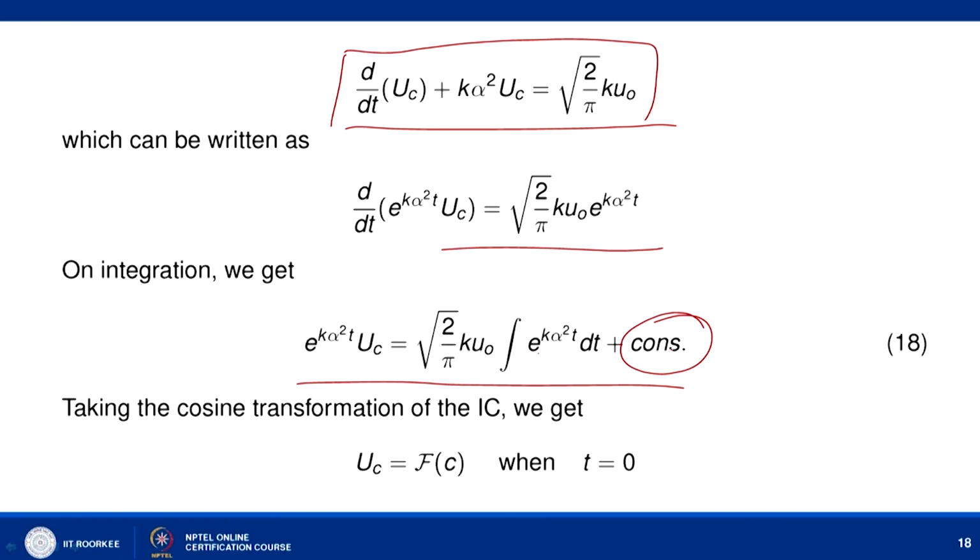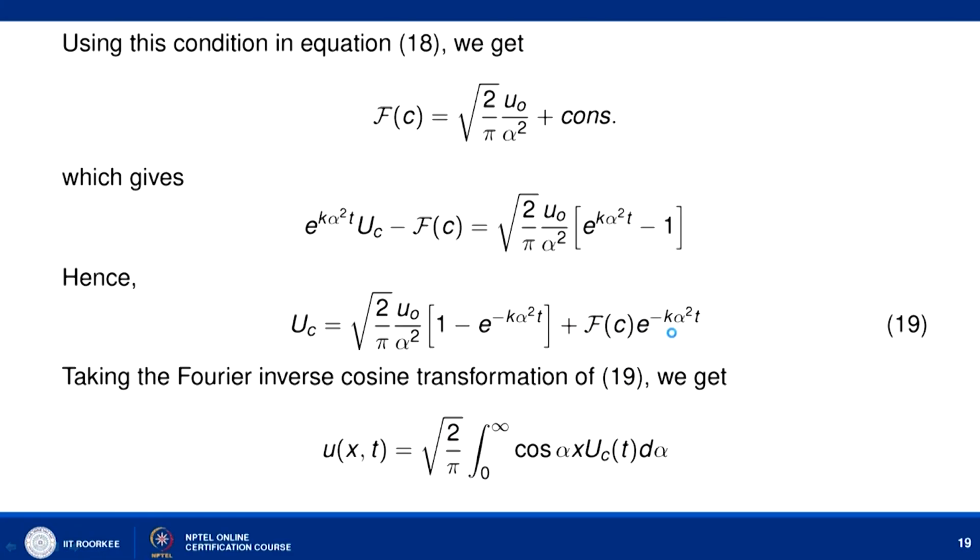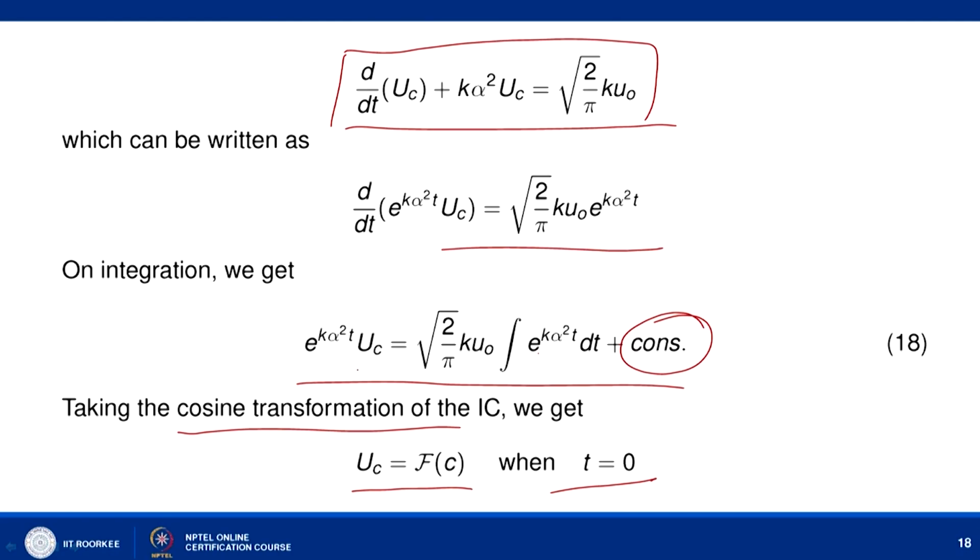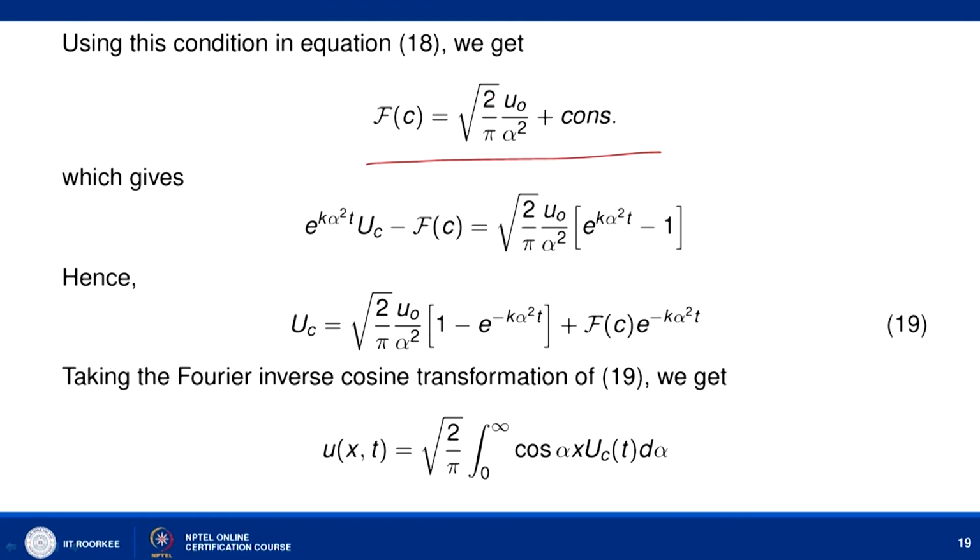Now, to handle this integration constant, we look at the initial condition and take the Fourier cosine transform of the initial condition, and we have u c equal to f of c when t equal to 0. So, using this condition we can find our constant, and it is given as f of c. So, f of c equals under root 2 by pi k u naught, and the integration of this will be e to power k alpha square t divided by k alpha square. So, we can write it here as under root 2 by pi u naught upon alpha square plus constant. So, we can find the value of the constant and put it back.